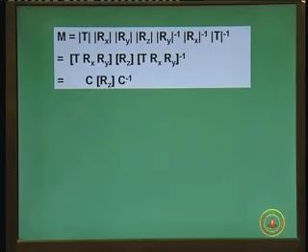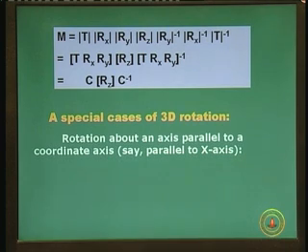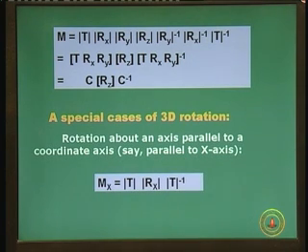I am trying to make the matrix look slightly simpler. The generalized transformation matrix for rotation about an arbitrary axis: C and C inverse are nothing but T, Rx, Ry multiplication respectively. Special case of a 3D rotation: we are looking at rotation about an axis parallel to a coordinate axis, say the x axis. If you want to rotate, you do not almost need anything. What you basically need to do is translate the arbitrary axis OP to the origin, and the axis automatically coincides with the x axis.